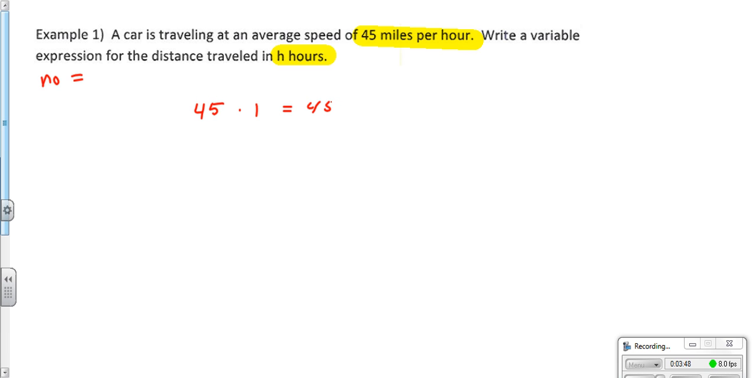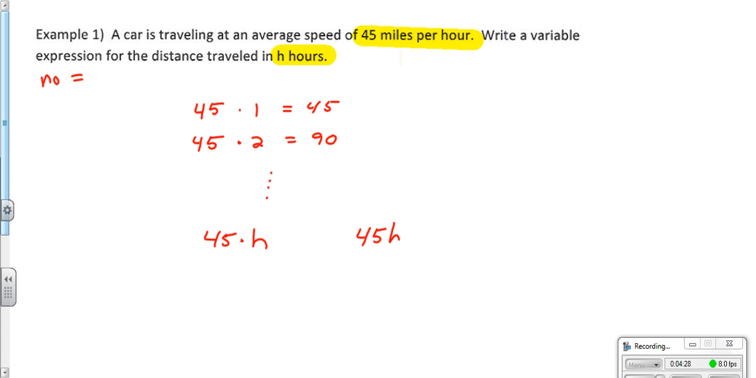And that should make sense. In 1 hour we should have gone 45 miles. However, if I traveled 2 hours, I would take it times 2. In which case we would get 90 miles. Now this would continue on, but if you notice there's a pattern here. If I want to know how far I traveled in h hours, not 1 or 2 specifically, I would take 45 times h. And that would tell me how many miles we went. So the abbreviated version of that answer would be 45h.